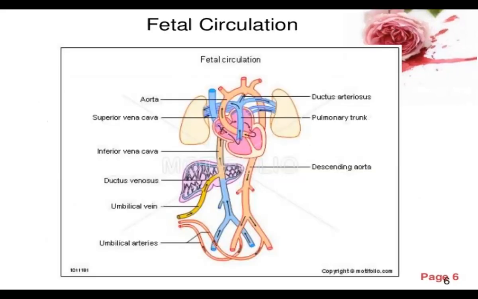And then there is a shunt which is normally not present after birth, a connection between the right atrium and the left atrium, that is called the foramen ovale. So those are the characteristics which are present in the fetal circulation.